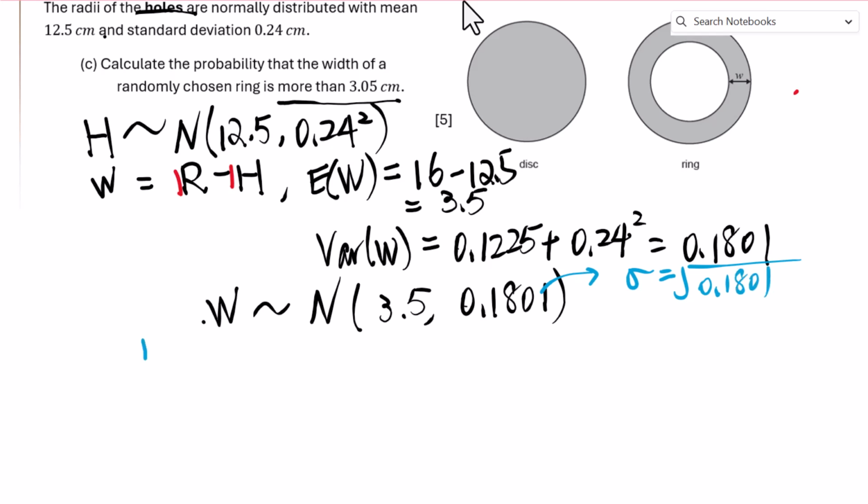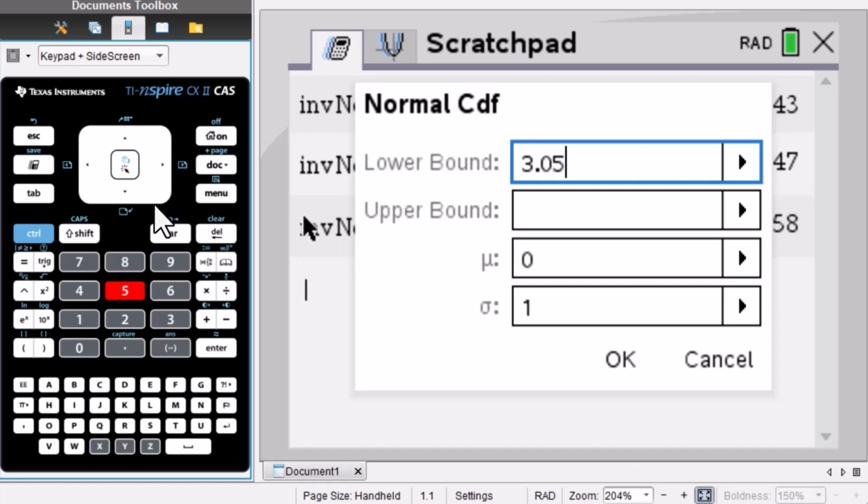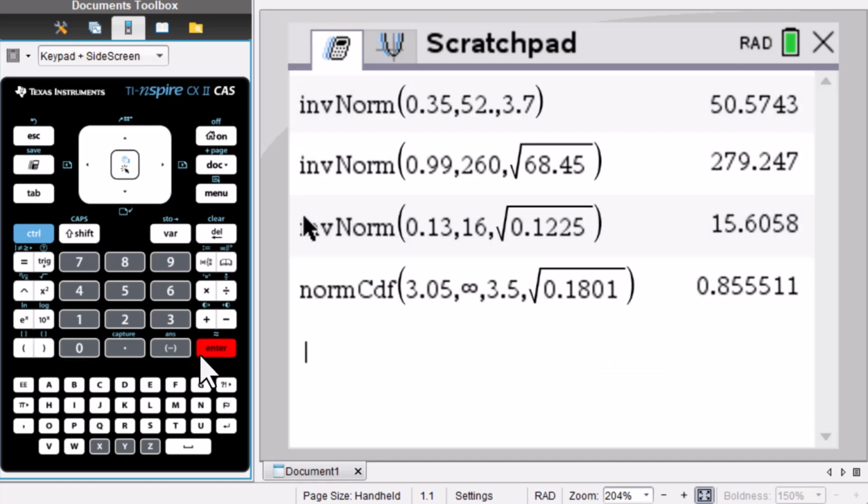Remember, sigma equals square root 0.1801. We are looking for probability of W greater than 3.05. Lower bound is 3.05, upper bound is infinity. Mean is 3.5. Standard deviation is square root 0.1801. Enter. Answer is 0.856.